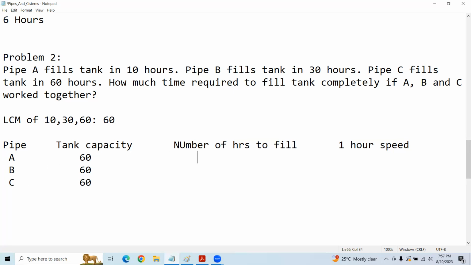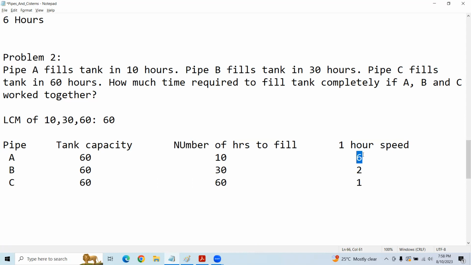Now the number of hours to fill. When we have A, how much time is needed to fill the tank? It's 10 hours. So what is the 1 hour speed? You can do 60 divided by 10, that is 6. 10 6s are 60. When pipe B is open, how much time is it taking? 30 hours. 30 2s are 60. So the 1 hour speed for B is 2. How much time is C taking to fill the tank? 60 hours. So 60 divided by 60 becomes 1.